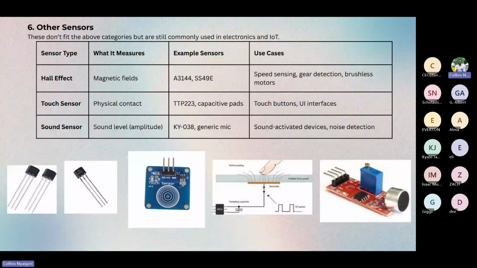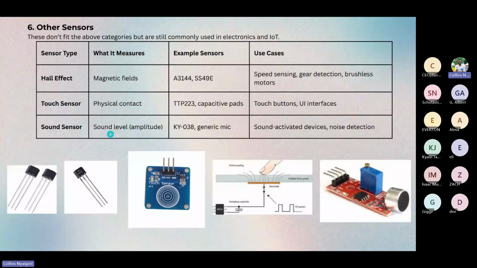Hall effect sensors are used in situations where there's a ferromagnetic object. If it's a ferromagnetic object, you use a Hall effect sensor to detect it. So that's the use case.